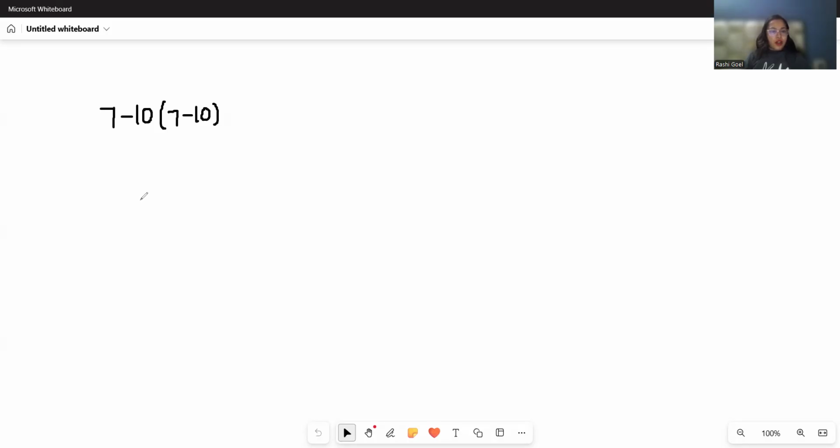In this video, we are going to solve 7 minus 10 bracket 7 minus 10. So 7 minus 10 is minus 3, 7 minus 10 is minus 3, and minus 3 times minus 3 is 9, which is the incorrect answer. This expression looks simple but still many people fail to solve this because they take this approach, which is wrong.